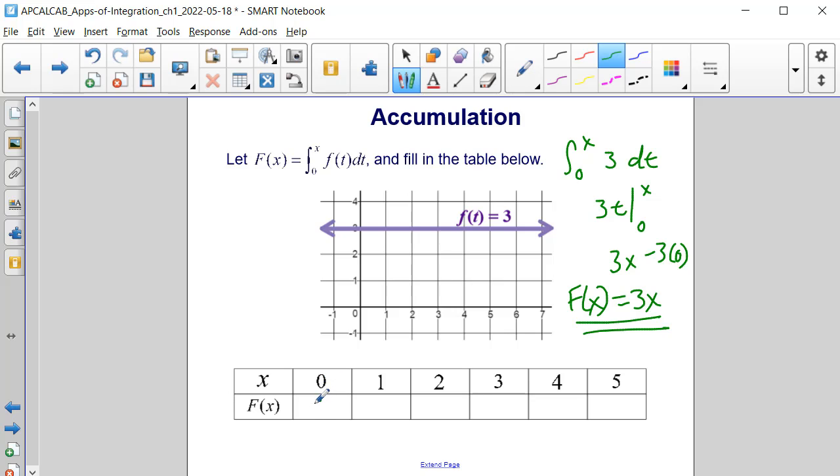For 0, we would get a 0 here. If we substitute 1 in for x, we would get 3. If we substitute 2 in for x, we would get 6. Then we would get 9, 12, and 15, respectively.